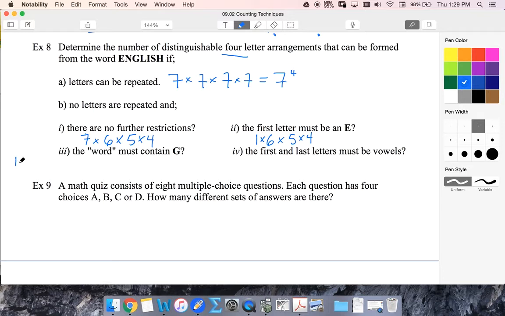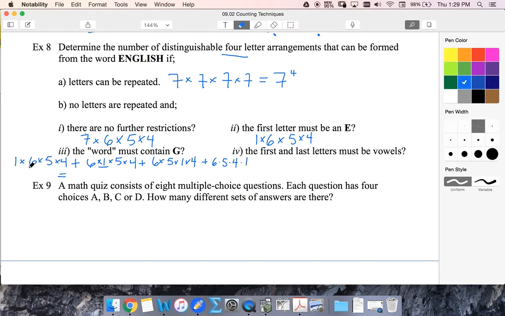Well, the G could be in the first spot, and then we'd have our other 6 letters, then 5, then 4. Or, so I'm going to use a plus sign, the G could be in the second spot, so 6, then we'd have the G, so 6 times 1 times 5 times 4. The G could be in the third spot, 6 times 5 times 1 times 4. Or the G could be last, 6 times 5 times 4 times 1.